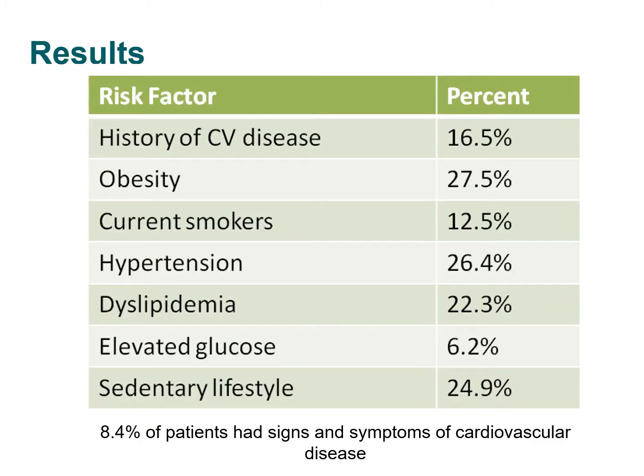This particular slide details the percentage of individuals who had each particular cardiovascular risk factor. If we look at the table, we'll see that about 1 in 4 individuals were obese, hypertensive, had dyslipidemia, or had a sedentary lifestyle. It's also important to note that about 8% of patients had active signs and symptoms of cardiovascular disease, including chest pain, shortness of breath at rest or with exertion, syncopal episodes, or palpitations.